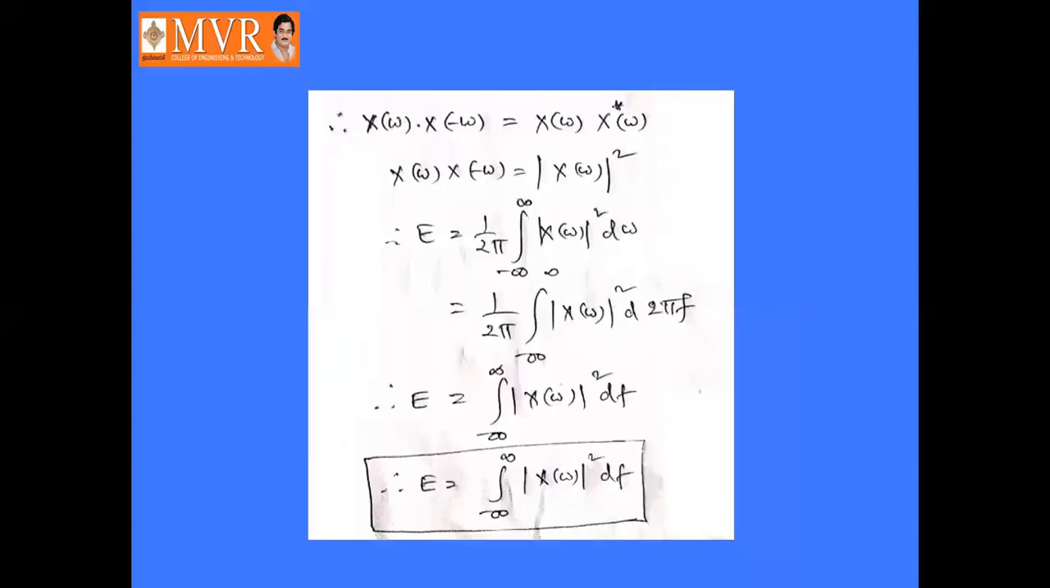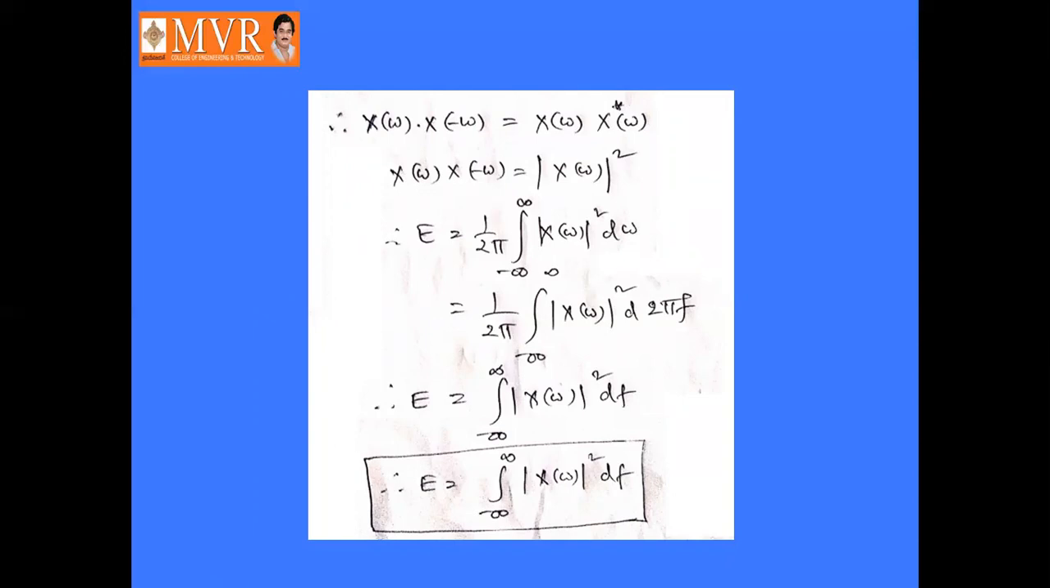So we'll get E as 1 by 2 pi integral from minus infinity to infinity X of omega into X of minus omega d omega. We know that for a real signal x of t, the Fourier transform X of omega and X of minus omega are complex conjugates. That is, X of minus omega is equal to X star of omega. So X of omega into X of minus omega is equal to X of omega into X star of omega, or we can write this as mod X of omega whole square.